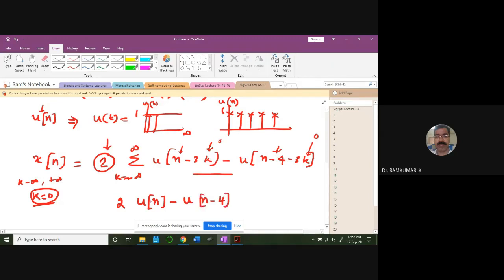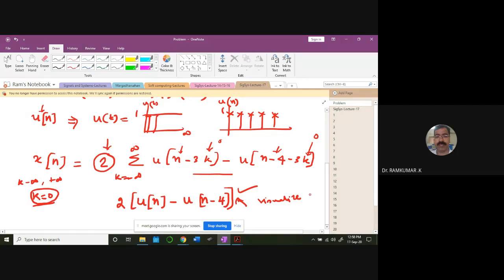How many of you are feeling comfortable with this signal? How many of you understood this signal? Anybody having difficulty understanding this signal? Please ask again, I will explain. Can you visualize this signal? Anybody in the class? What is the nature of the signal? Can you visualize it?